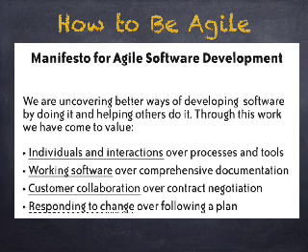The second value is working software over comprehensive documentation, which means you give importance to development of code rather than the documentation. Documentation is required, and only when it is required do you do the documentation. Otherwise, forget about documentation and write your code. The third one is customer collaboration over contract negotiation.